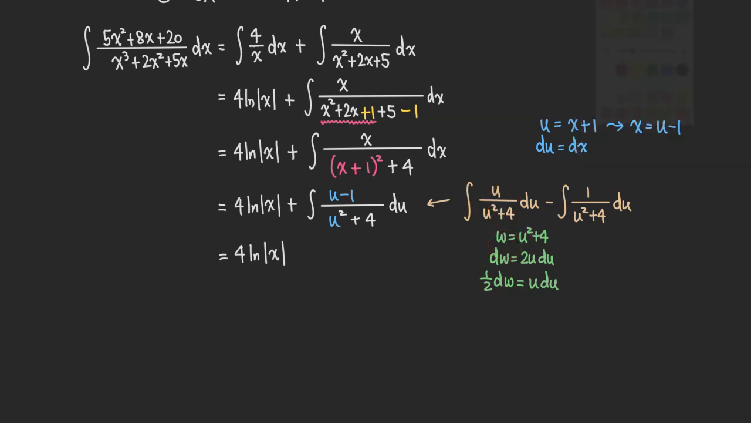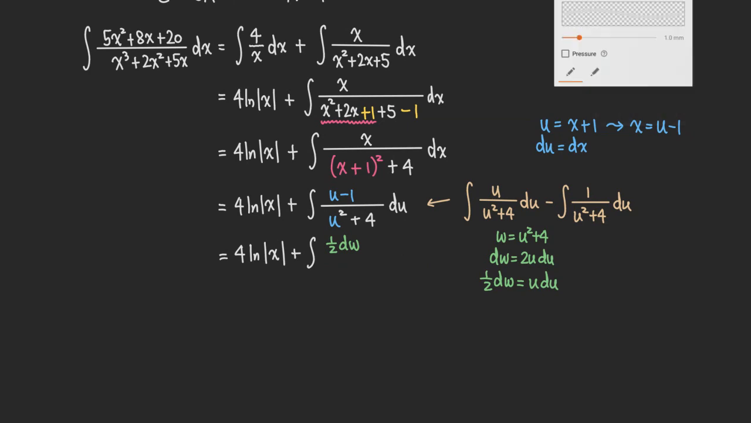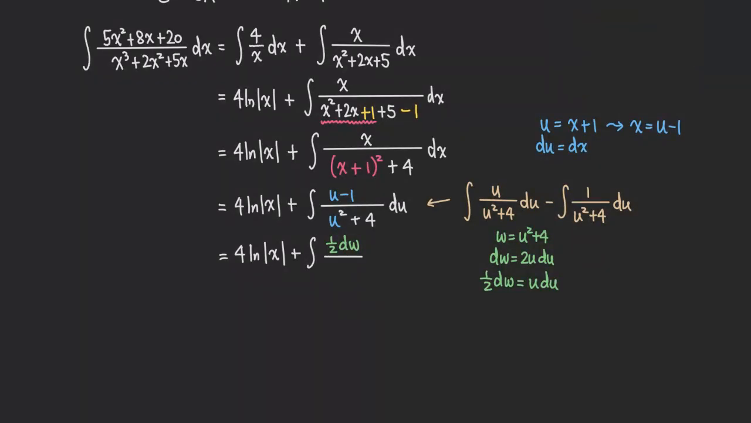So the integral actually becomes the integral, okay? And then u du is replaced by 1/2 dw, so we are going to be getting 1/2 and then dw over, what? Over just the w. And then right now, this one, we can actually integrate that easily.